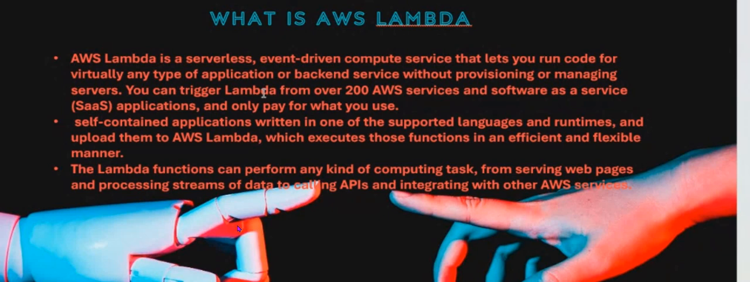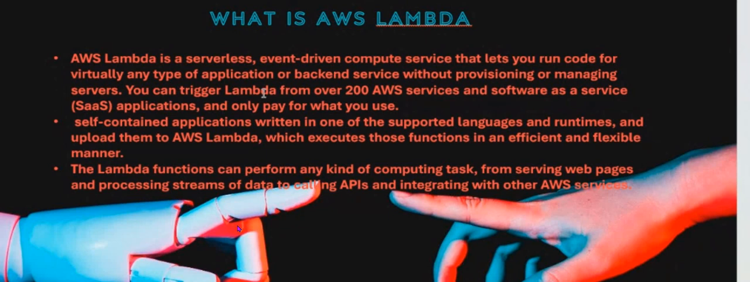So basically, there are ways to trigger these Lambda functions. There are over 200 AWS services as well, and apart from this, we can even configure an API through it to activate this Lambda. What Lambda is, is basically a software as a service. Our code runs in this.